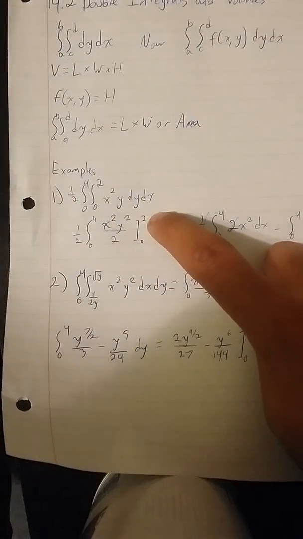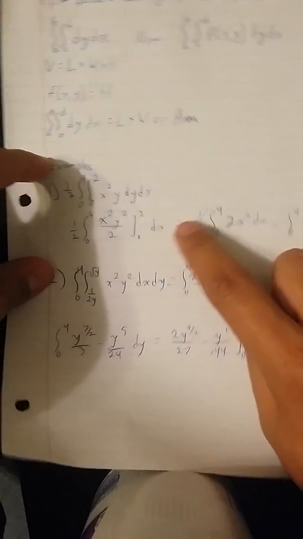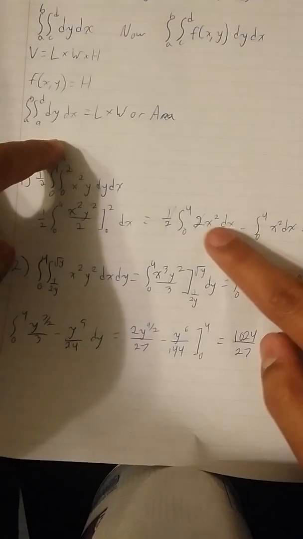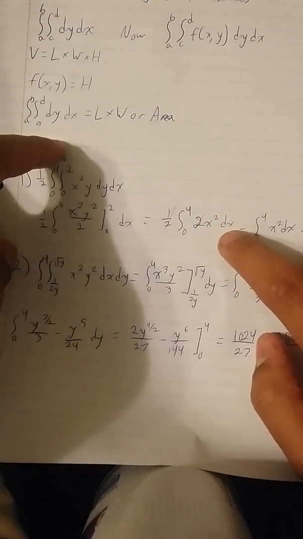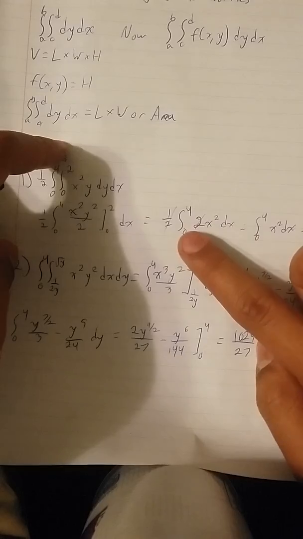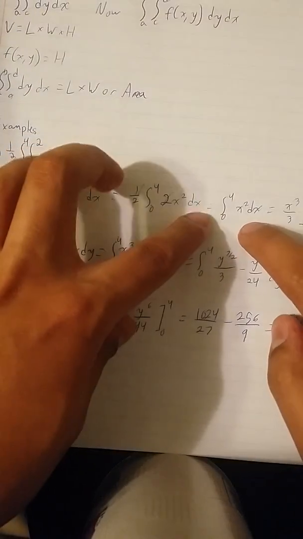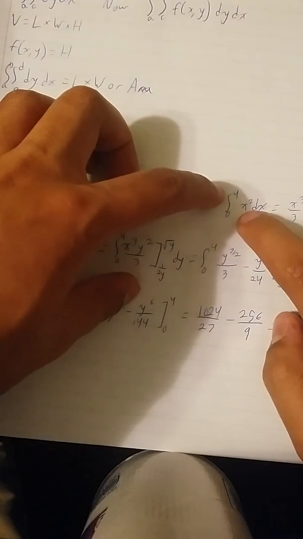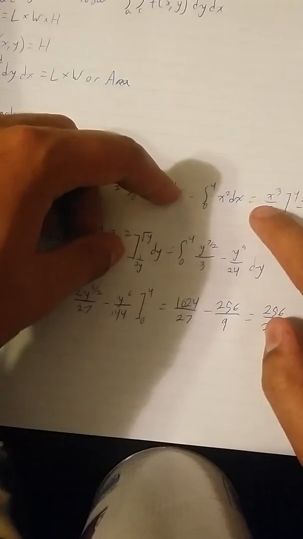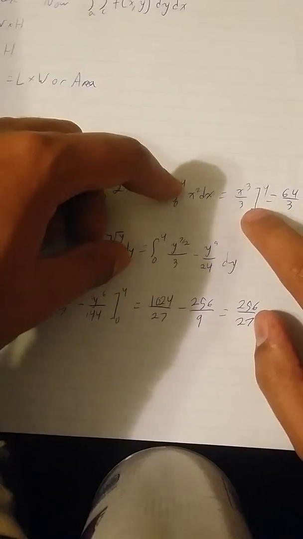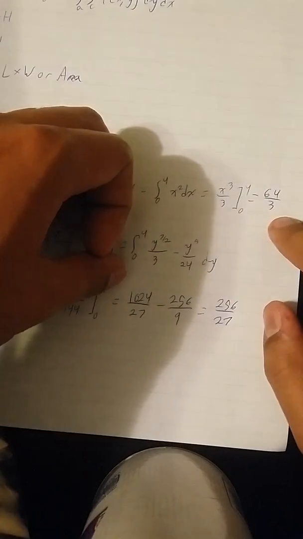Then we plug in the 2 and 0 here, which we end up getting 1/2 the integral from 0 to 4 of 2x squared dx, where I could just take the 2 outside, and then the 1/2 and the 2 cancel out. So all we're left with is the integral from 0 to 4 of x squared dx, which is pretty simple now. It would be x cubed over 3 from 0 to 4, and that would just be 64 over 3.